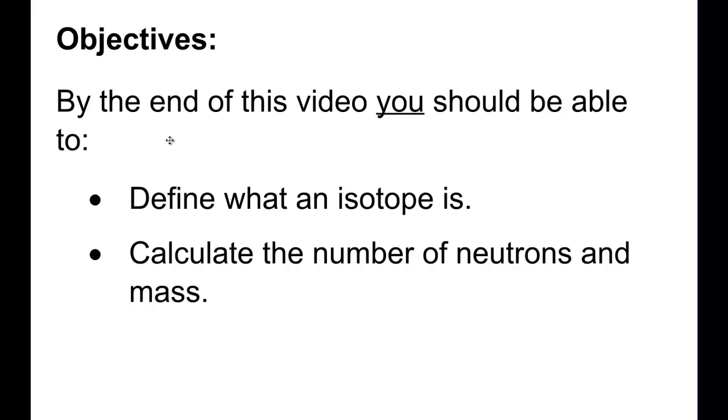Okay, so by the end of this video you should know what an isotope is. If you go home and someone asks you what is an isotope, you should be able to tell them your own definition of what an isotope is. And you should be able to calculate the number of neutrons and calculate the mass given certain pieces of information. So we'll do some examples with that, and you'll have some practice problems at the end and in the review.